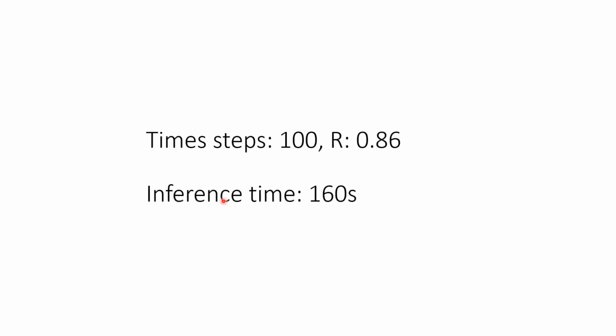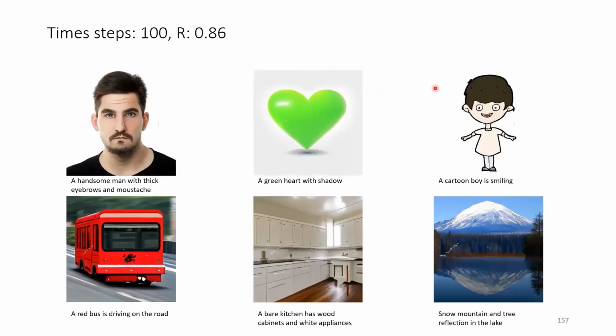Now let's move on to the demo. We were fortunate to have the code of the paper available, and it was also available in the Hugging Face library. So we performed the following experiments. The first experiment is with 100 time steps and a truncation rate of 0.86, which the authors recommend. I've run this on Google Colab, and the inference time is around 160 seconds. So this is what the model generated when I gave the prompts which have been presented in the paper. Looking at this, we can see that it gives pretty good results.